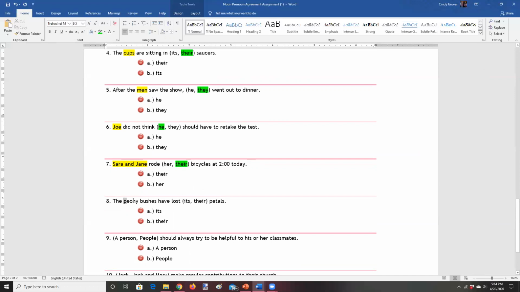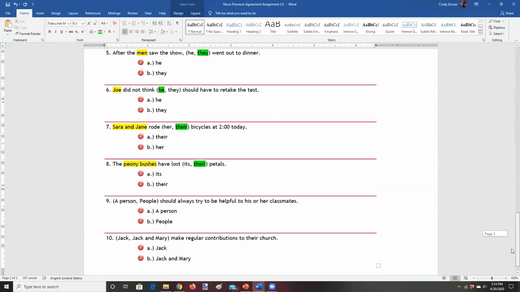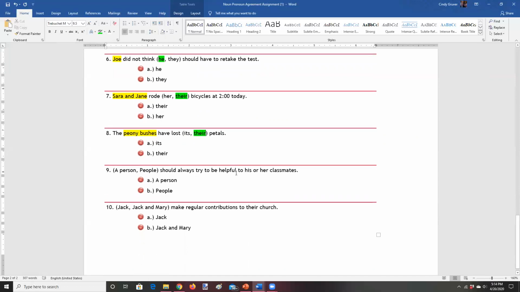The peony bushes, this is plural, so we know it's going to be "there." If we just had one bush, then we would say the peony bush has lost its petals, but there's more than one, so we're going to say "there." Here we have "his or her."